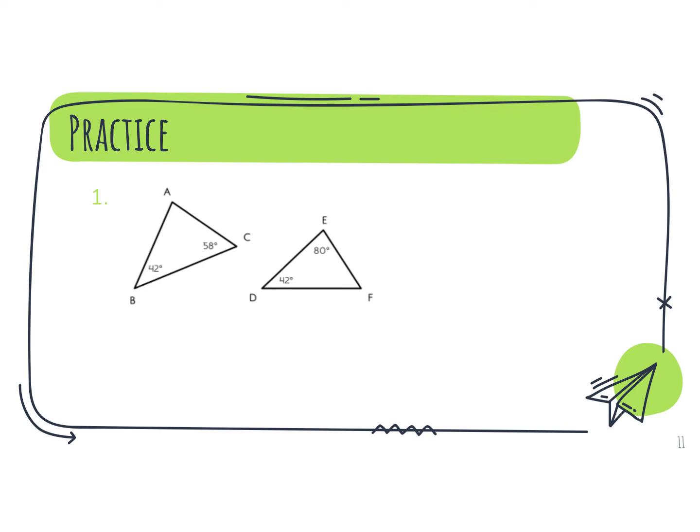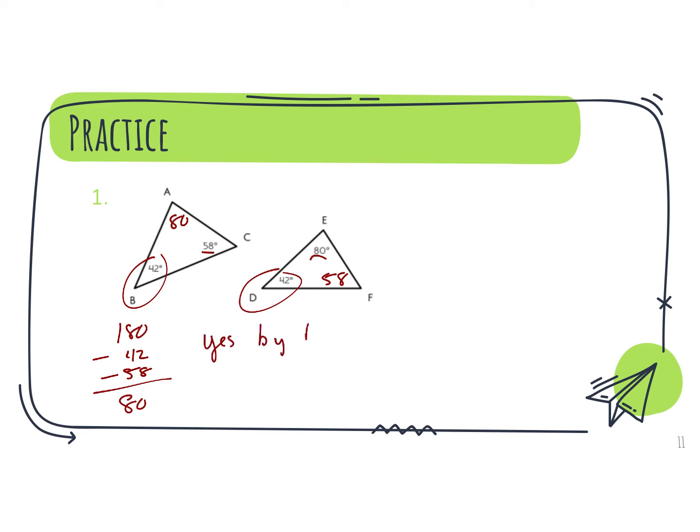So now if I take a look, well, right now B matches up to D. Okay, we know this one 80 is 80. We know this one's 58. So I need to figure out these third angles. So I need to take 180 minus 42, minus 58. So that will give me an answer of 80. So by default, that will give me an answer of 58. So I'm going to say yes, by angle, angle, angle.